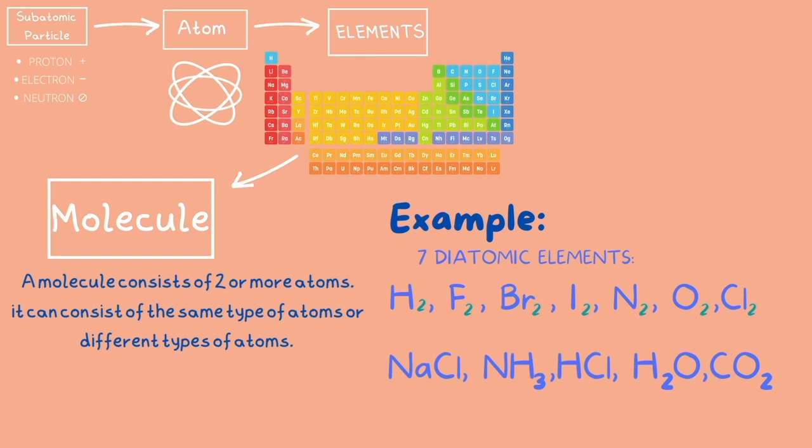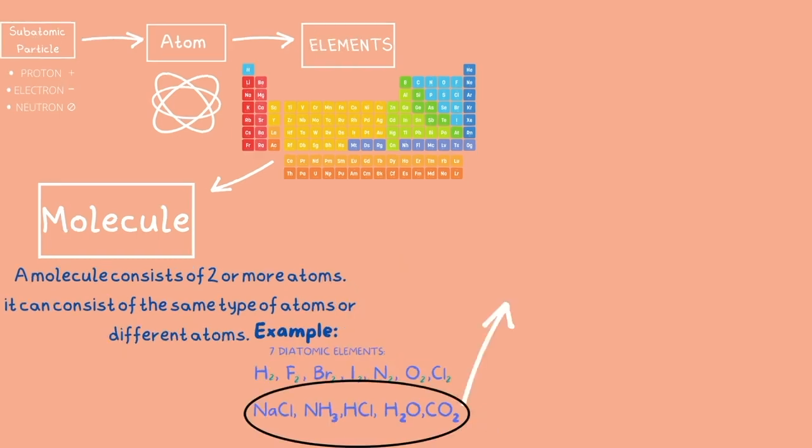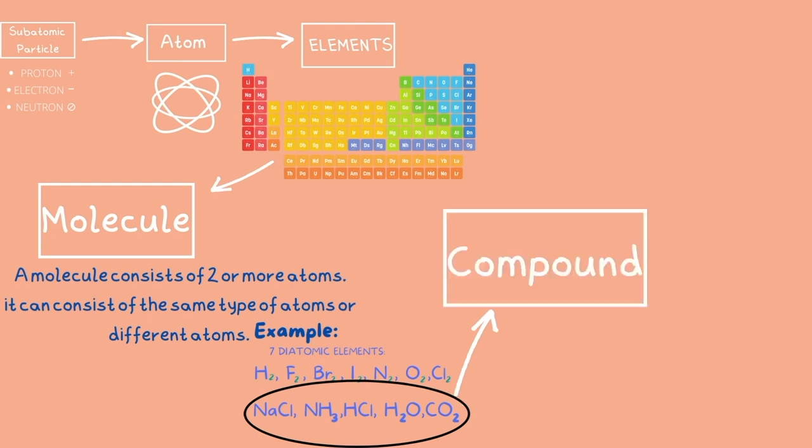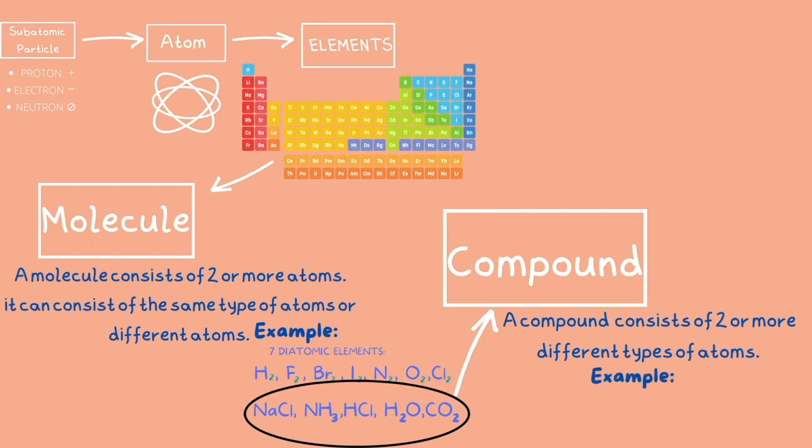So the first set of examples are molecules of the same type of atom, and the second set of examples are molecules with different types of atoms. If you need a visual of the second set, I'm going to give you one in a minute. So these second set of examples that are circled here can be further described as compounds. A compound consists of two or more different types of atoms. So we can clearly see that this second row of molecule examples can also fit the description of a compound. Therefore, these molecules can also be called compounds.